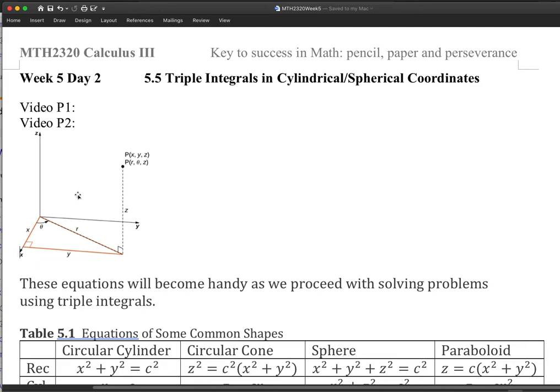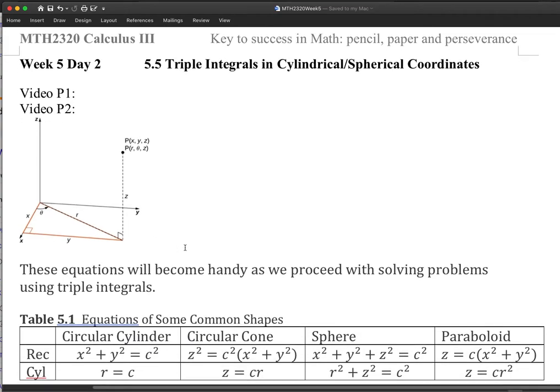Instead of the rectangular coordinates x, y, and z, we are using the ordered triple r, theta, and z. R and theta are directly from polar coordinates. So I really don't have a lot to say about cylindrical coordinates. It is a very straightforward extension from polar coordinates, and the z stays the same, the so-called cylindrical coordinates.